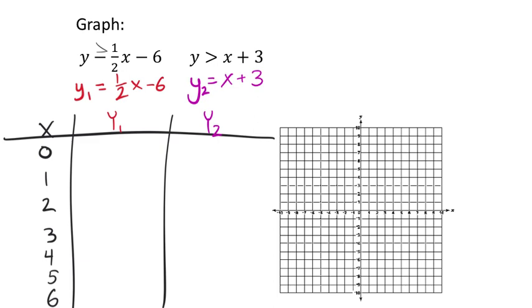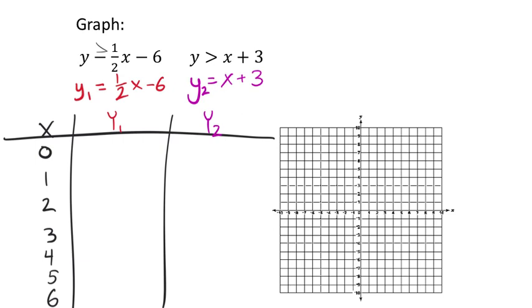And then for my y2, so I just need to go down, I'm going to type in x plus 3. So let's get that done in the calculator. Once I get those in, then I can type second graph and it will show me the table.